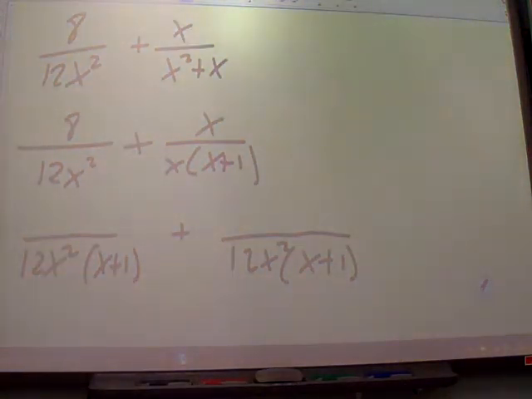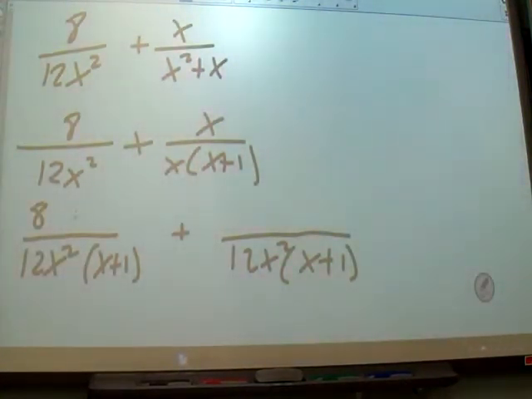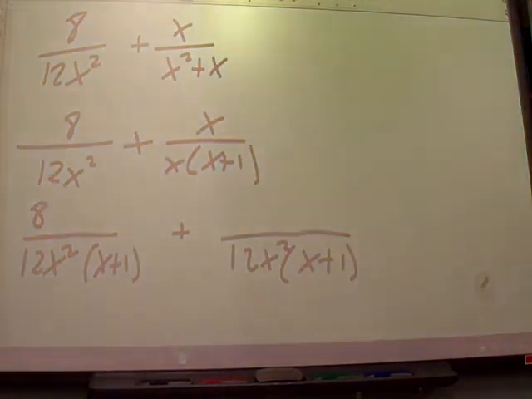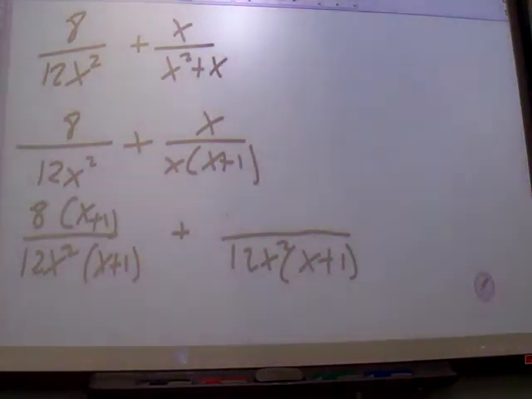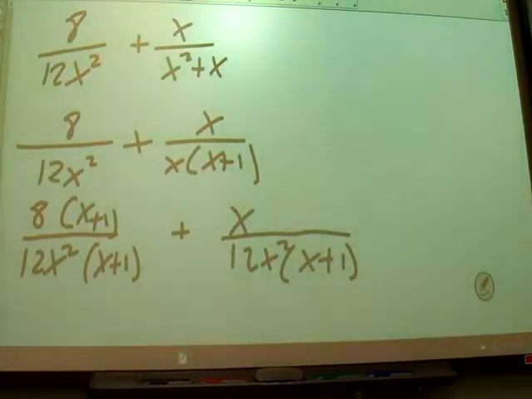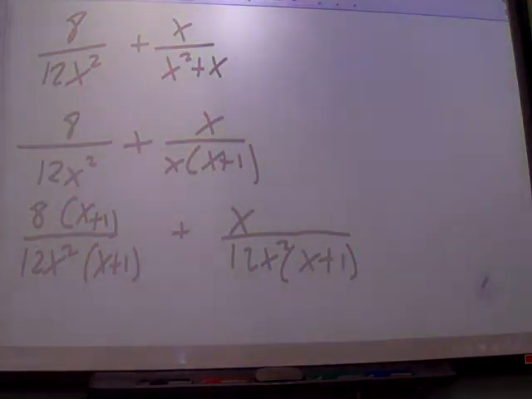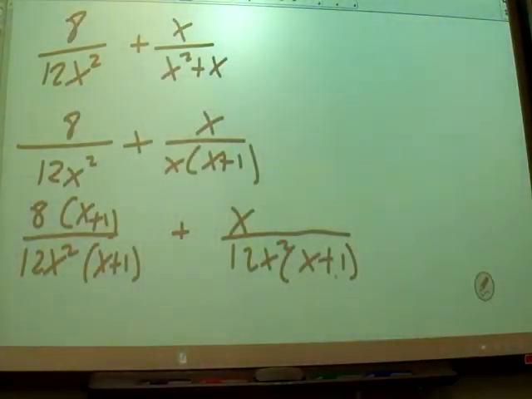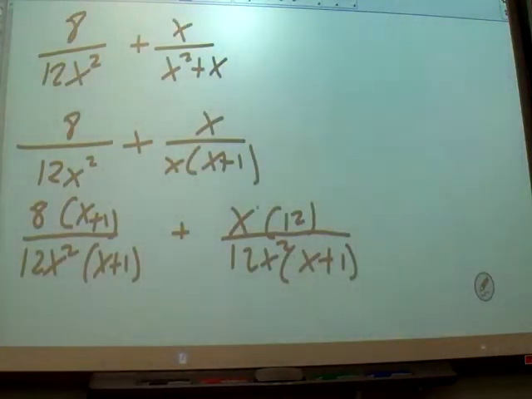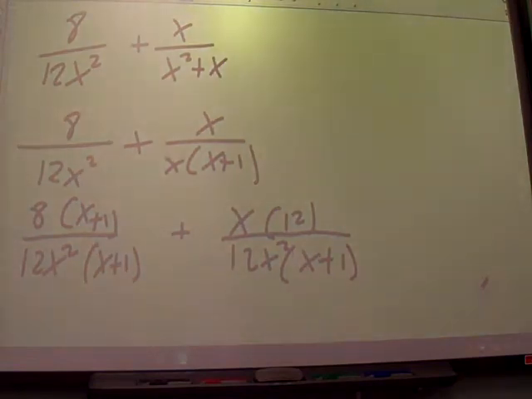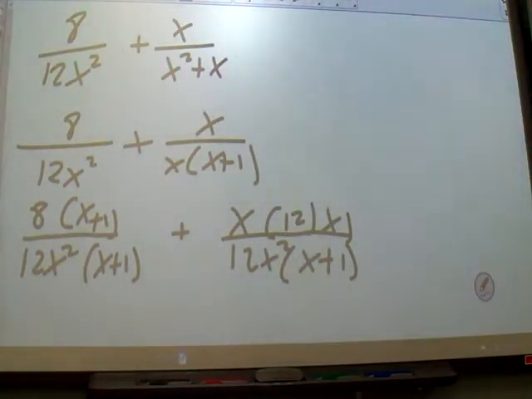Okay, so on the left side with the 8, there was already the 12x squared down there, so the new thing that I've got to multiply top and bottom by is x plus 1. Over here with the x, I already had that x. I already had that x plus 1, but I didn't have a 12. And this x changed to an x squared. So I need another x up there too, don't I?